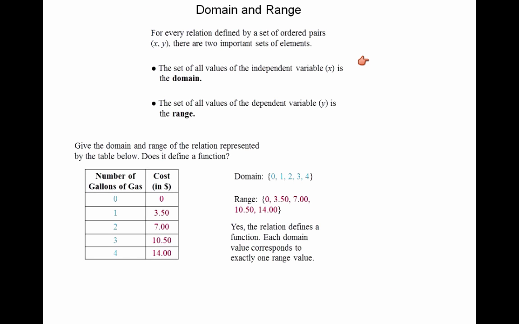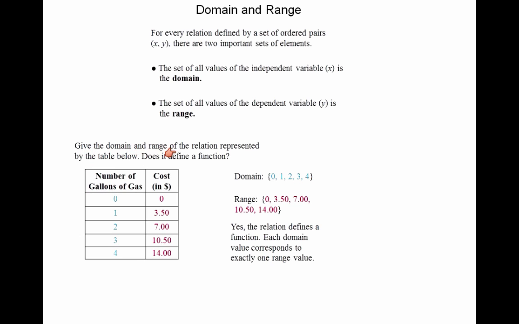So domain and range. For every relation defined by a set of ordered pairs x and y, there are two important sets of elements. The set of all values of the independent variable x is called the domain, and the range would be for y. So when you're talking about the domain, we're talking about the values of x on the x-axis. That's what we look for. When we talk about the range, we look at the values on the y-axis.